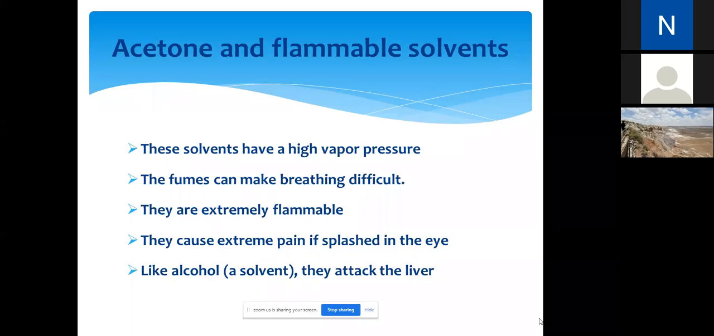And if anything is splashed in your eye while you're pouring from vessel A to vessel B, there are eye wash stations and showers in the clean room. If you have something that you splashed in your eye, make sure you flush with water for 15 minutes while you continuously keep your eyes wide open.